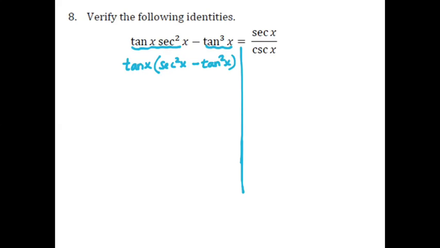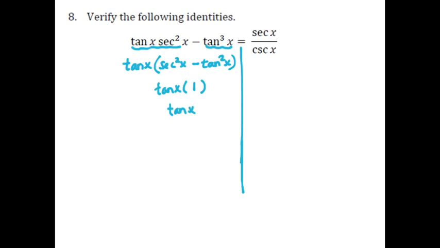So I factored out that tangent x, and what's left there inside the parentheses, notice they both have squares, and typically when you see squares, it's a good sign that you should check your Pythagorean identities. We have a Pythagorean identity that says 1 plus tangent squared x is equal to secant squared x. And so that means that secant squared x minus tangent squared x would be equal to 1. And so I can change that to 1, and of course it's still times tangent x. So on this side I've got tangent x.